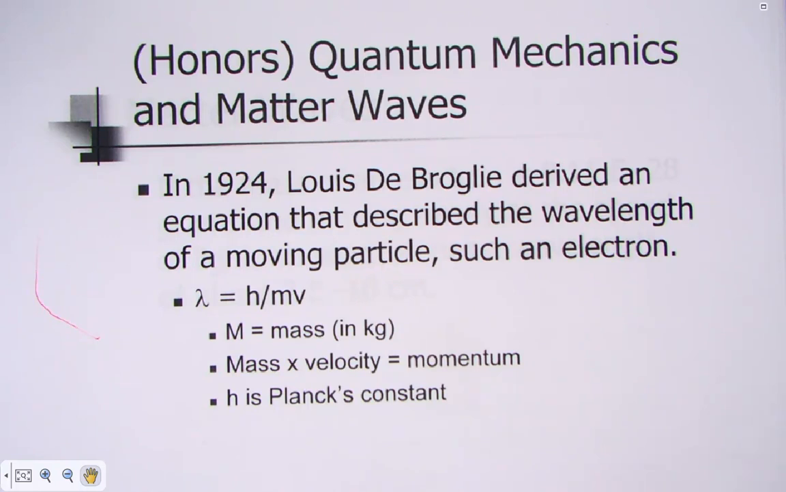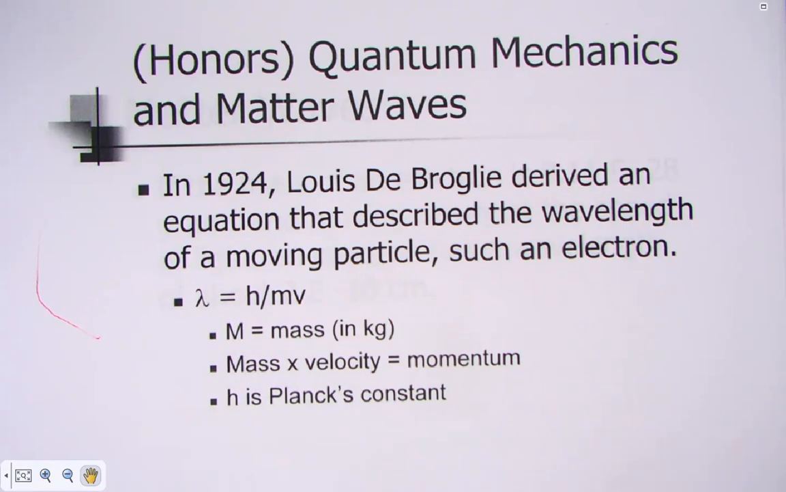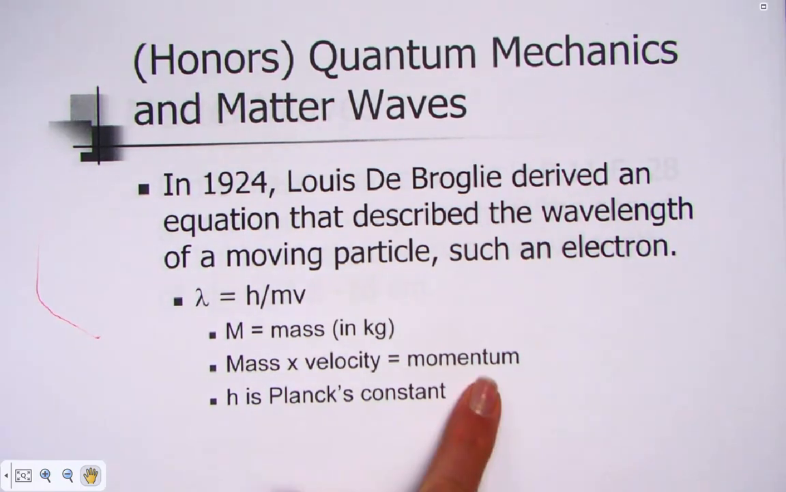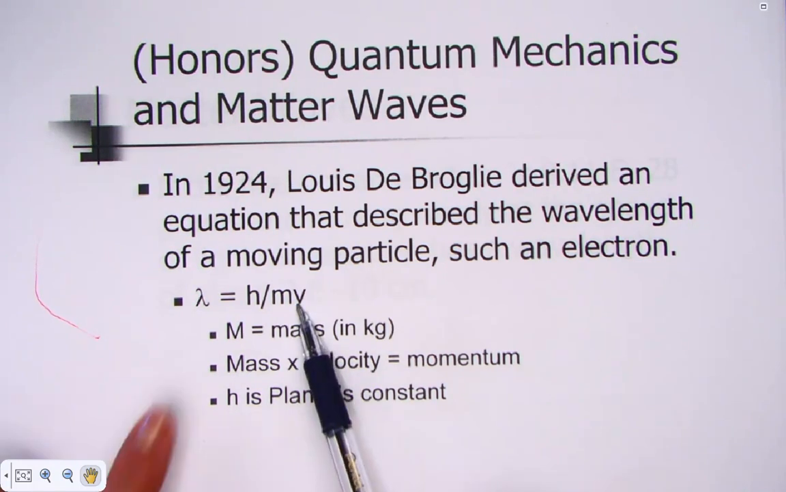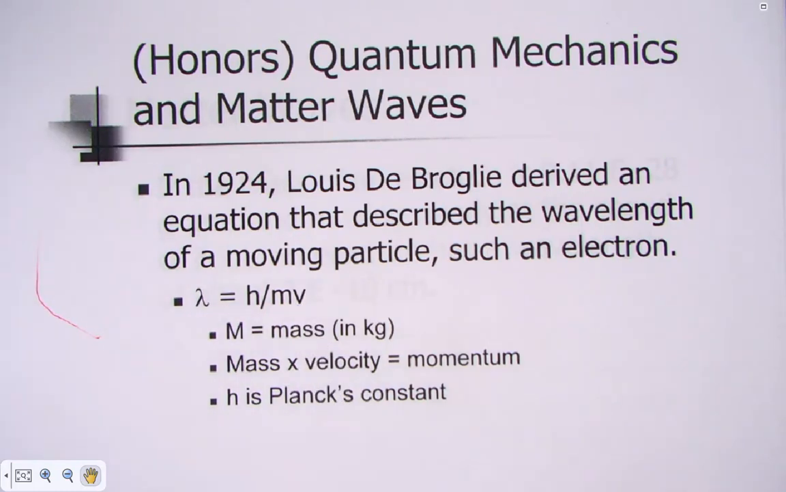He derived an equation that described the wavelength of a moving particle. The wavelength, lambda, is equal to h, that's Planck's constant, divided by mass, measured in a kilogram, and velocity. Now, velocity is speed. Mass times velocity is known as momentum. So the bottom of our equation here: wavelength equals Planck's constant divided by the momentum of this object. The object, of course, being considered is the electron. Notice that the mass must be in a kilogram. Alrighty, and then velocity is speed, typically in like a meter per second.